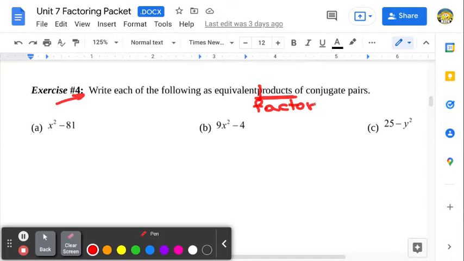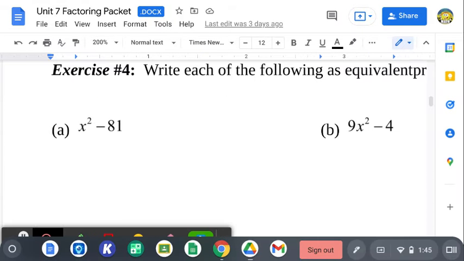Now, a conjugate pair, vocabulary-wise, means you're multiplying 2 things that are exact matches, except in the middle, they have opposite signs. Okay? You don't necessarily have to remember what that means, but if you know there's a reason behind it and it's forgettable, then that's all you have to worry about. So I'm going to zoom this in a bit, and we are going to get started.